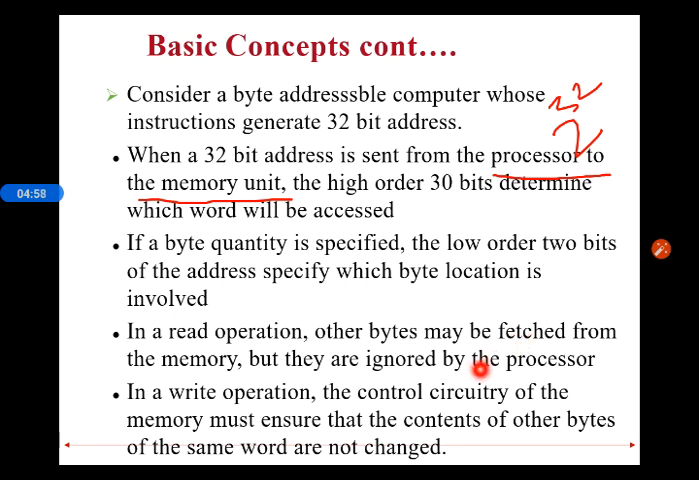In a write operation, the control circuitry of the memory must ensure that the content of other bytes of the same word are not changed. When we are performing the write operation, only the byte that is intended to be written should change. The other bytes should remain intact.